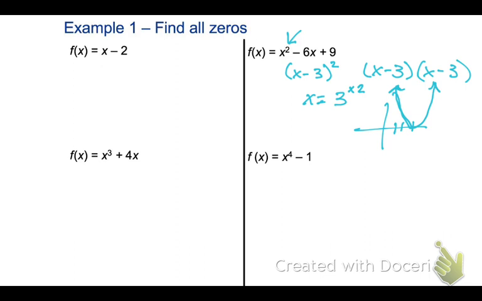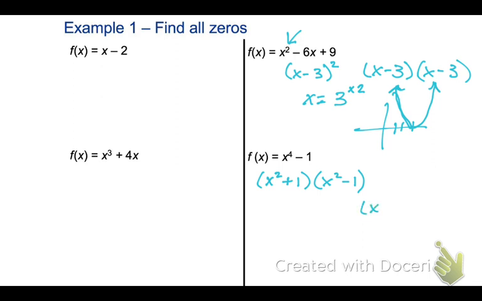Okay, so x to the 4th minus 1. Is that difference of squares? But instead of x, it's x squared, right? Minus 1. And then x squared minus 1. Can I continue to factor? Yeah.